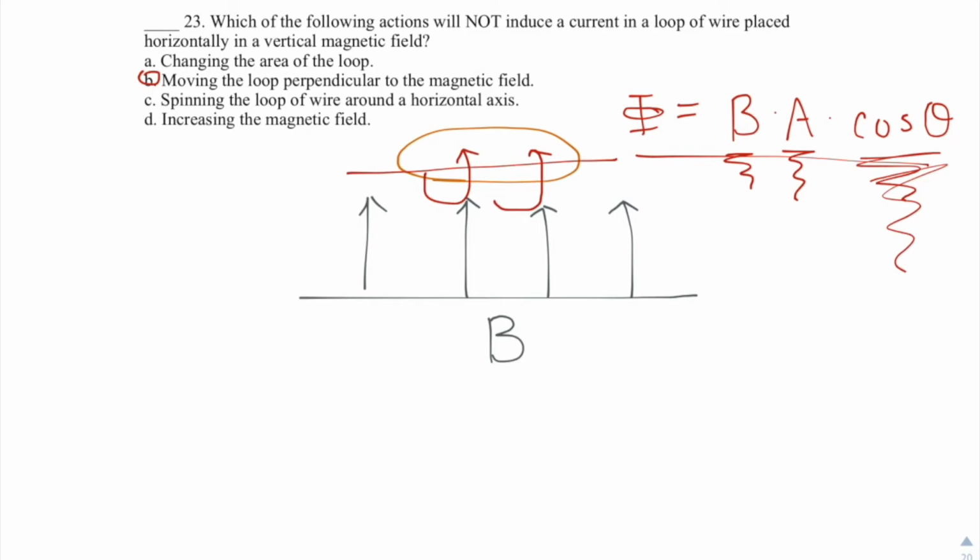And then D, increasing the magnetic field, well, that would also cause a change in magnetic flux and therefore induce a current in the loop of wire. Why does B not cause it?